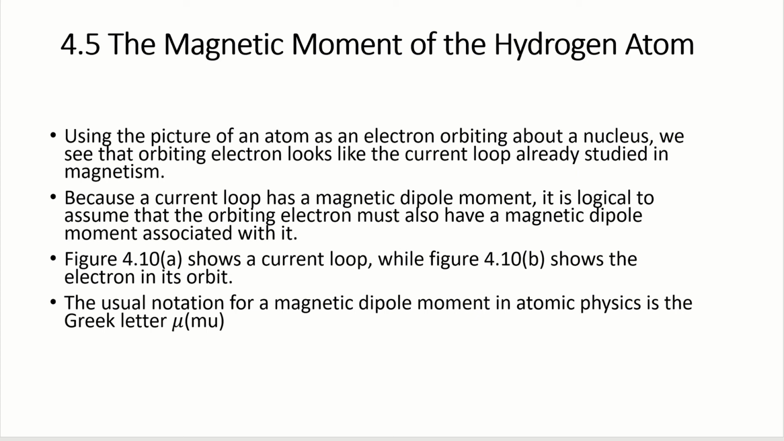Hello everyone. In this lecture we talk about the magnetic moment of the hydrogen atom. As we know, the electron orbiting in the hydrogen atom is similar to a current loop. Because the current loop has a magnetic dipole moment, it's logical to assume that the orbiting electron must also have a magnetic dipole moment associated with it.